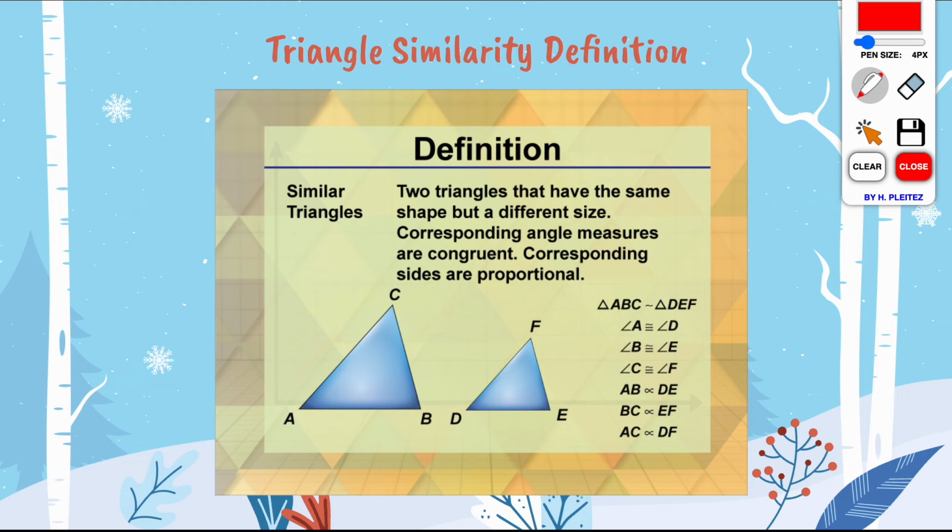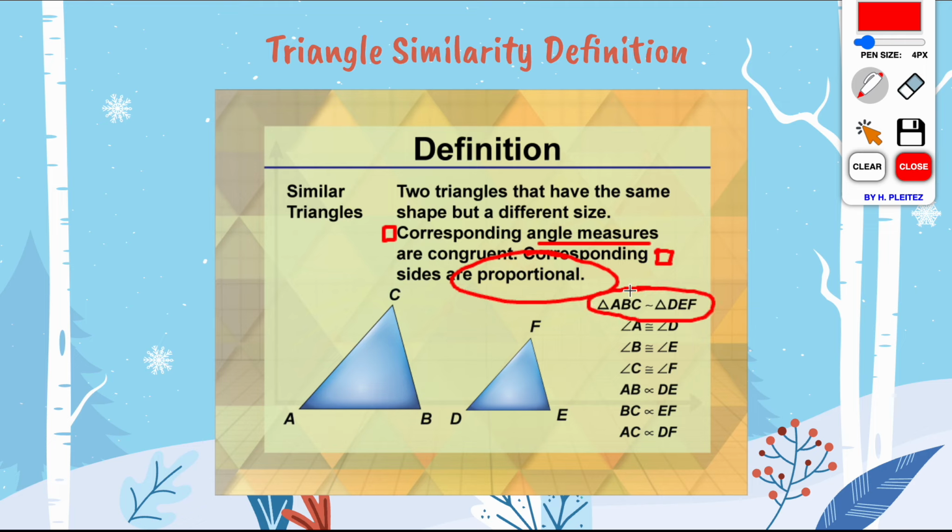Now, there are two major conditions for similarity. The first one is that corresponding angle measurements must be congruent. The second one is that corresponding sides are proportional. So we're going to talk a little bit more about what that word proportional means. But for now, you want to make sure you understand notation.